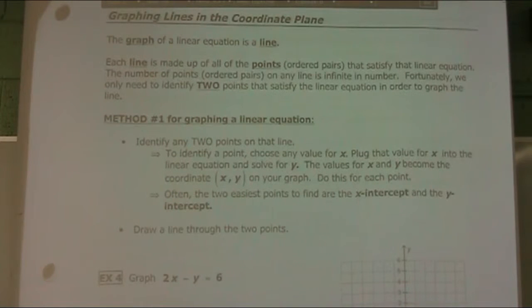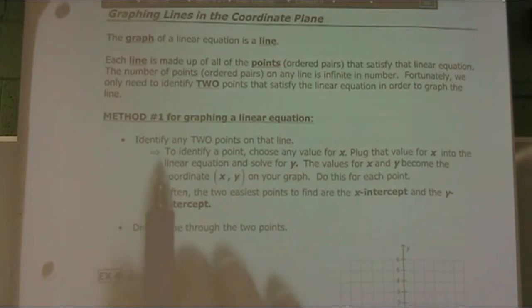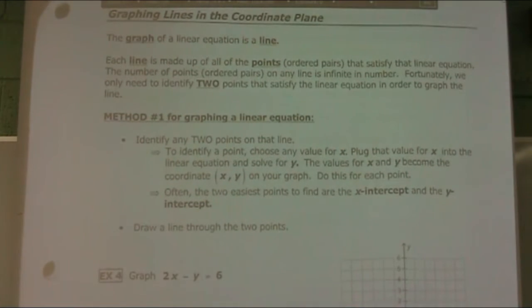So I'm going to show you 2 methods for graphing a linear equation. And this is the first one, and I just call it method number 1 because it's the first one I'm going to show you. And that is to identify any 2 points on that line.